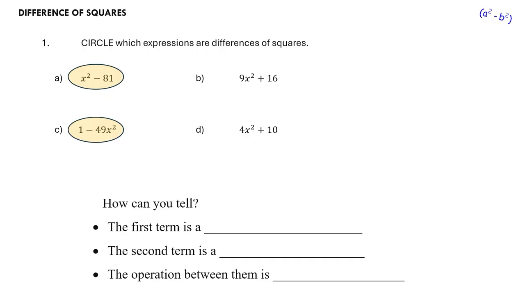So how can we tell what a difference of squares is? Well, we look down at the first term and see if it's a perfect square. We look at the second term. Is it a perfect square? And the operation or the sign in between has to be a subtraction or a negative sign.